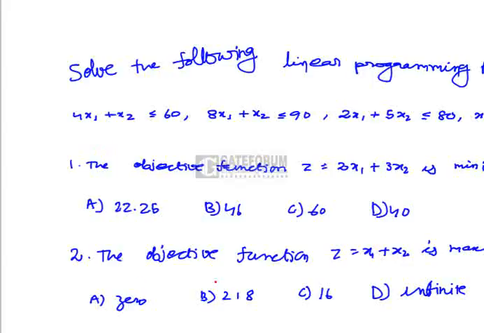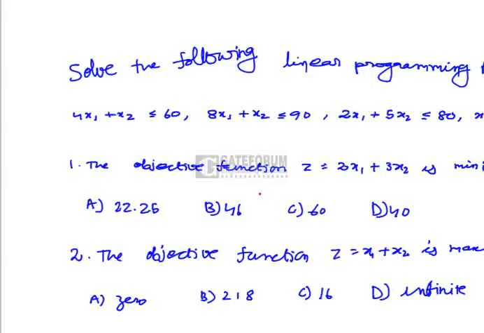And here the second question is the objective function z is equal to x1 plus x2 is maximized to. Here the options are 0, 21.8, 16, and infinite. Here this is also an objective function which is constrained to the constraints which are mentioned above.